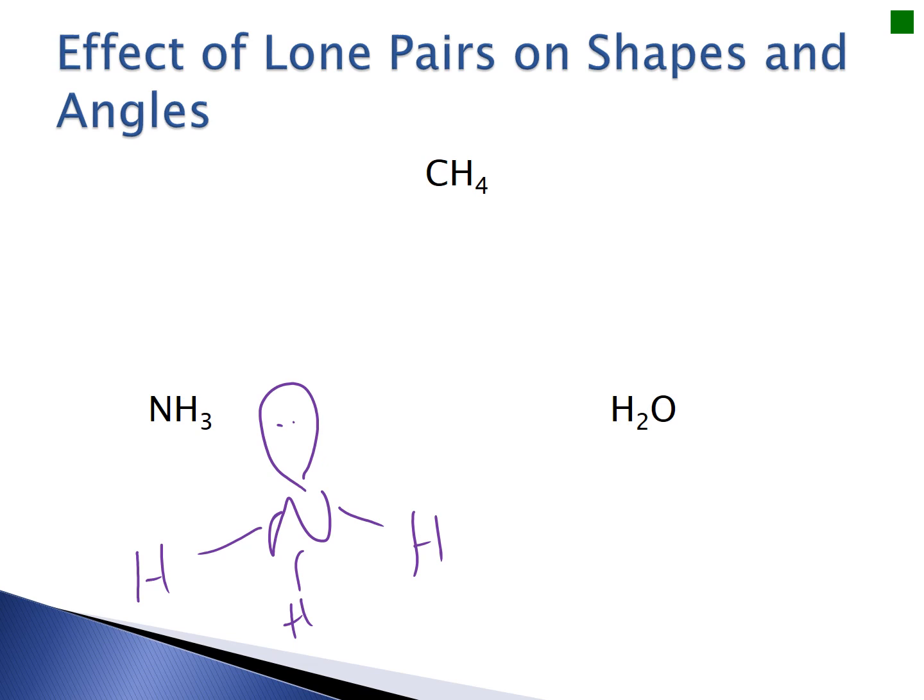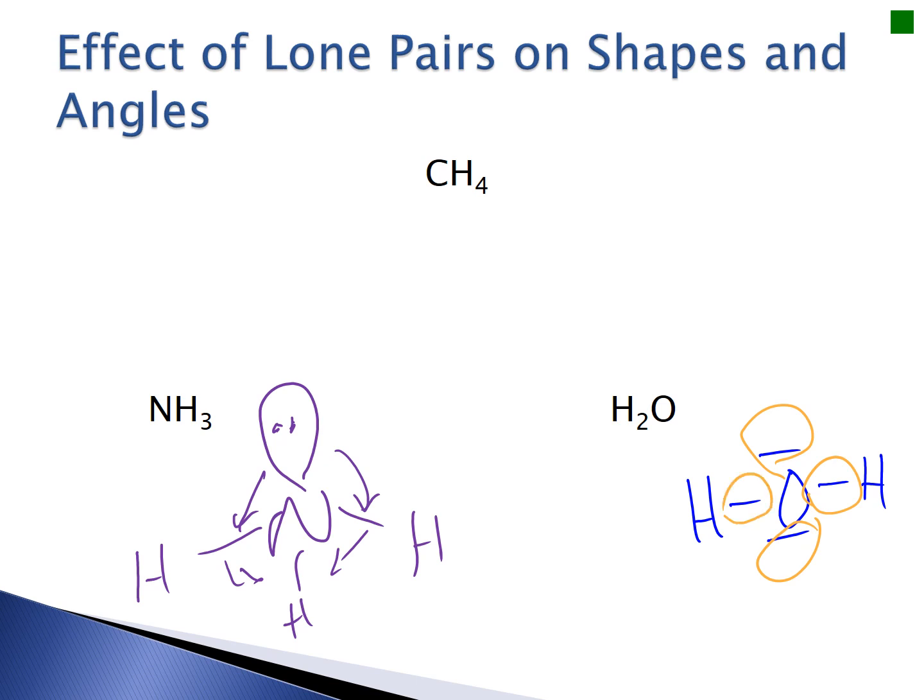But what happens is that these guys, because they're so big, actually force these other bonds down more and closer to each other, because they only have a certain amount of space and those lone pairs take up more. So if we look at water now, water looks like this. Yes, it also is attached to 1, 2, 3, 4 different things, but in this case it has 2 lone pairs. And what does that do?